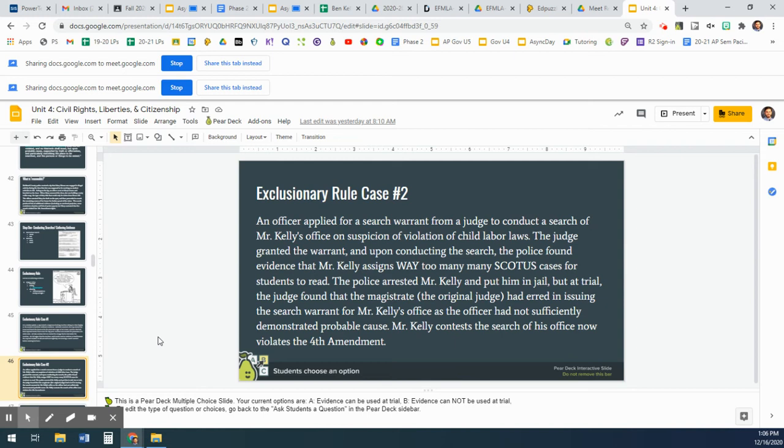But at trial, the judge found that the magistrate, or the original judge, had erred in issuing the search warrant for Mr. Kelly's office, as the officer had not sufficiently demonstrated probable cause. Mr. Kelly contests the search of his office, saying it violates his Fourth Amendment right. So in this case, essentially, I get to trial and say that they never should have had a search warrant issued in the first place, and the judge agrees with me.